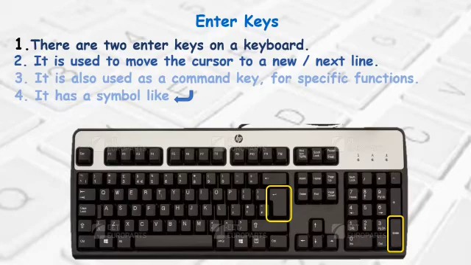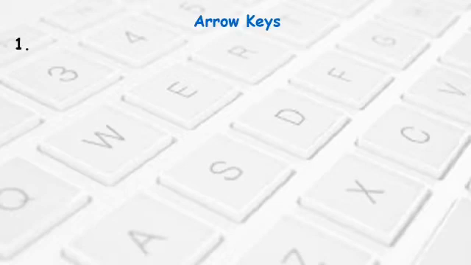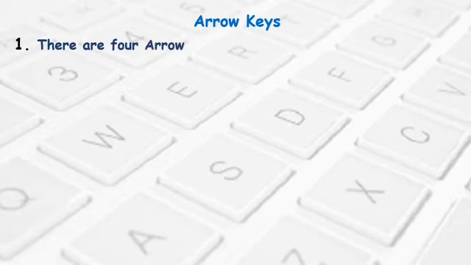Let's learn about the next key. The arrow keys. There are 4 arrow keys on a keyboard. So we had 2 enter keys and we have 4 arrow keys on a keyboard. Now why do we have 4 arrow keys? We will learn it.